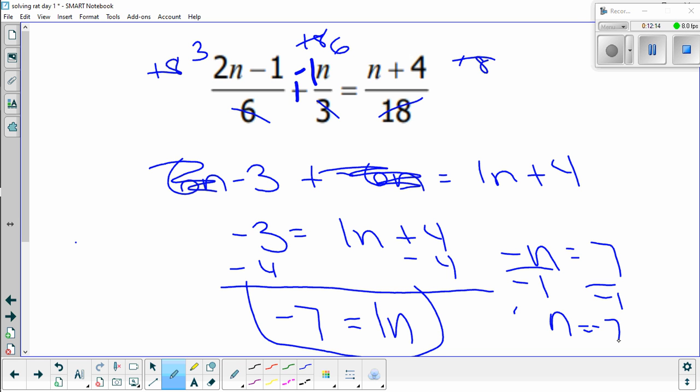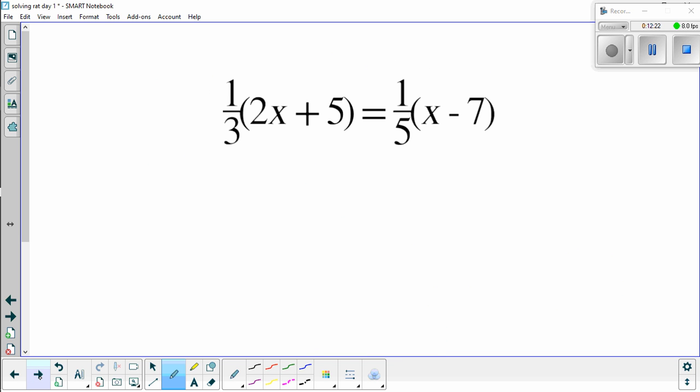It was 6n and negative 6n, so they just cancel each other out. Makes 0. Good question as well. I think I'm not going to do this problem. I just want to show it to you.